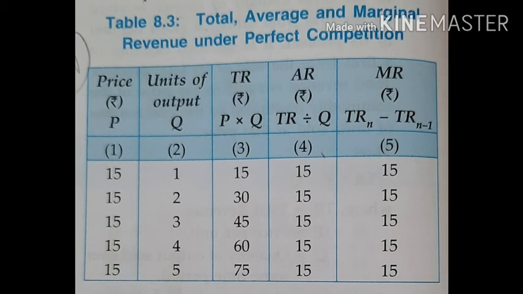I believe you are catching it. When all the units are sold at the same price, that means price P is equal to AR, average revenue, is equal to MR. So in perfect competition, P equals AR equals MR. Alright, and it will be constant, and this is all shown in the table also. MR is also 15 at all levels of production, right? This is what you are seeing in the schedule.